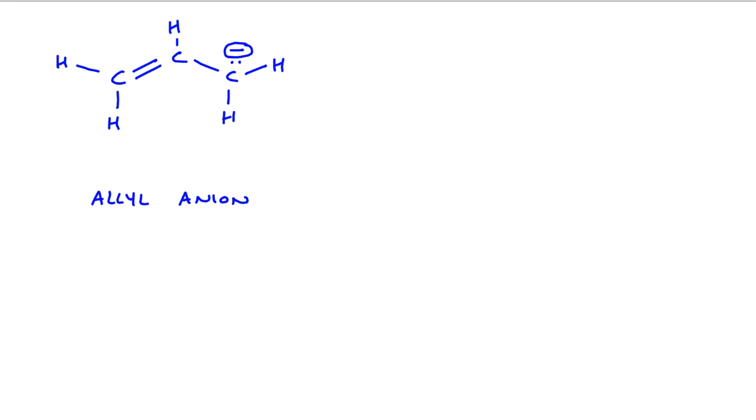Note that that carbon atom has 3 atoms attached to it and a lone pair. Just like in the cation, this allyl anion has 2 resonance structures, and we can show them interconverting with electron pushing arrows just like this.